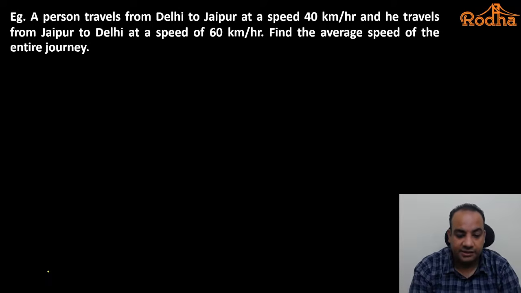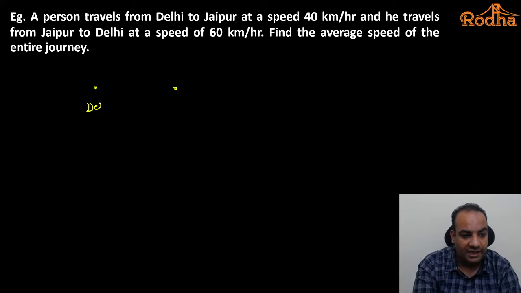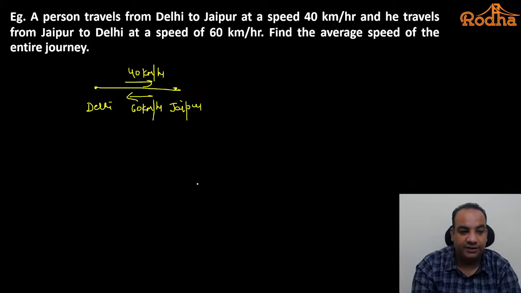Now see this. This is one of the most common questions asked in exams. A person travels from Delhi to Jaipur at a speed of 40 km per hour. Suppose this point is Delhi, this point is Jaipur. Then he travels from Jaipur to Delhi at a speed of 60 km per hour. What is the average speed of the entire journey?